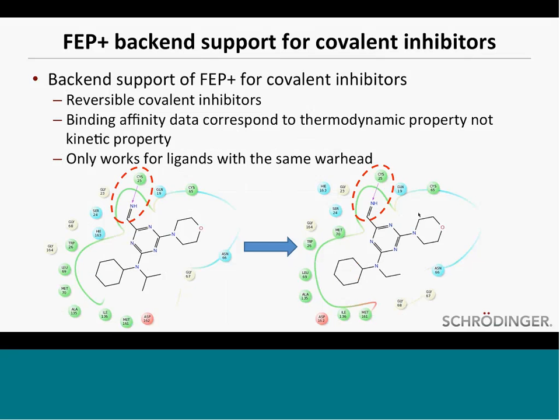We're starting to look at covalent inhibitors as well. We can start to at least technically simulate them. We can get reasonable results if the binding affinity data corresponds to the thermodynamic property and not the kinetic property. Obviously, there are 2 stages in a covalent interaction. One is the non-covalent interaction between the protein and the ligand, and then there is the formation of the covalent bond between the cysteine, the serine, or the histidine, or the lysine, and the warhead on the small molecule.